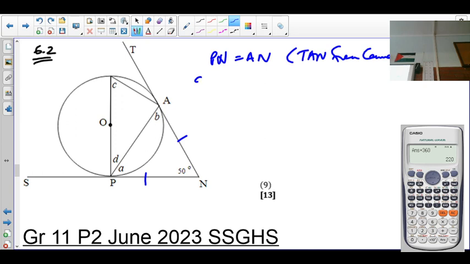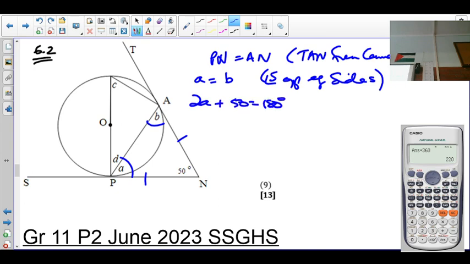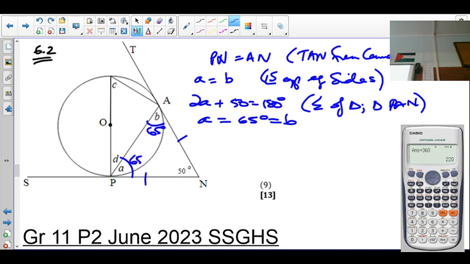So now we know that A is equal to B. Why is this angle equal to that angle? Because angles opposite equal sides. Okay. So we got A plus B plus 50 equals 180. B is the same as A. So twice A plus 50 degrees equals 180. Why? Sum of angles in a triangle. And it's triangle PAN. So A works out to be 130 divided by 2, which is 65, which is equal to B. So there is 65. 65. Okay.